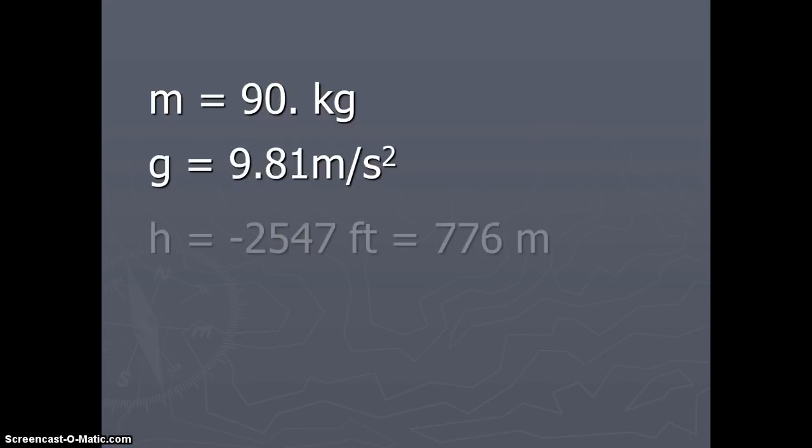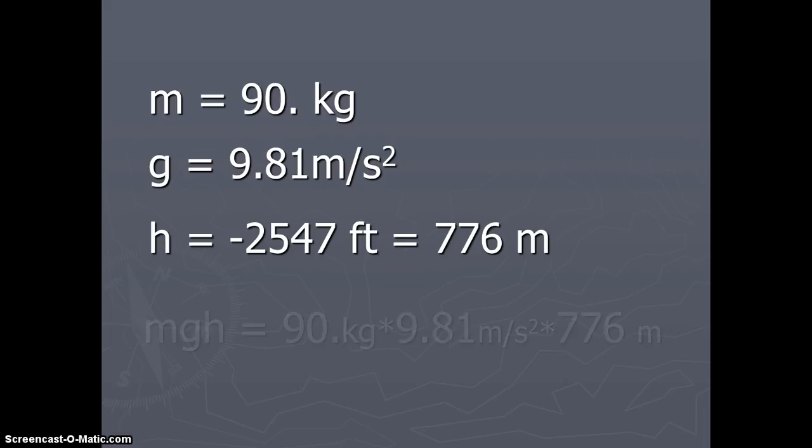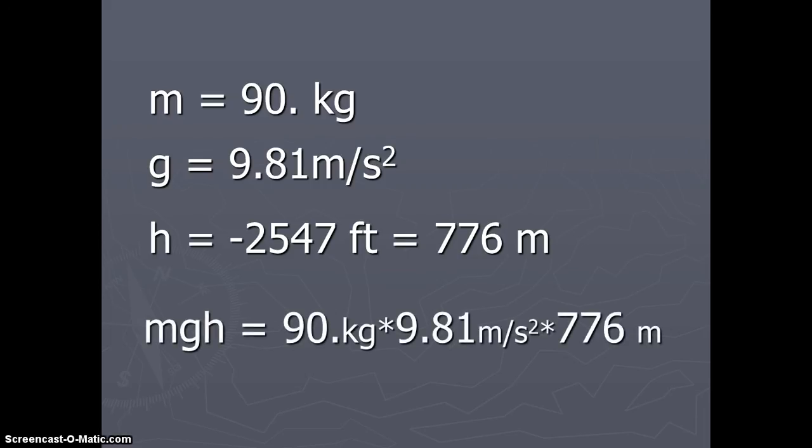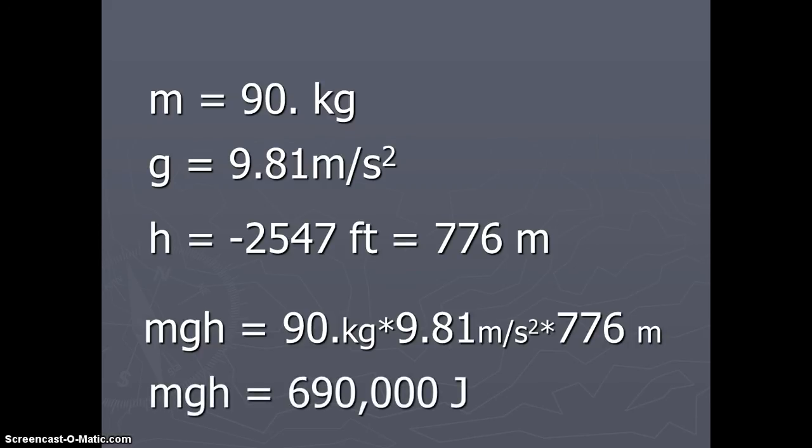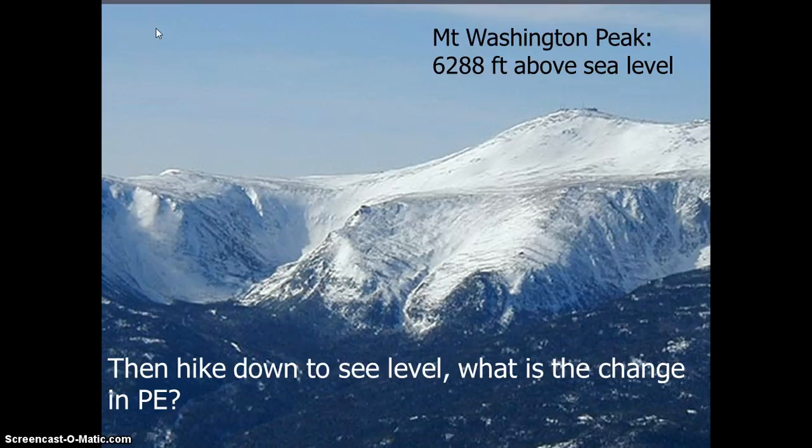90 kilograms, acceleration due to gravity 9.8. Our height, in this case, is 2,547 feet, which is 776 meters. So our potential energy, mgh, is those three quantities multiplied together, giving us a potential energy change of 690,000 joules. Now that's from calling Tuckerman's Ravine the 0 point. If that's 0, then it's 690,000 joules to get from Tuckerman's Ravine to the very peak.